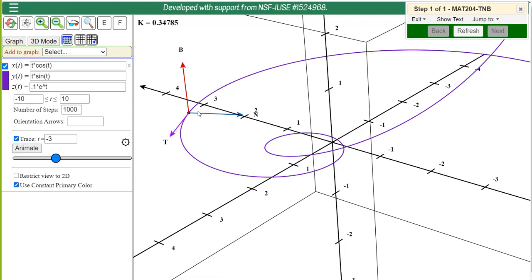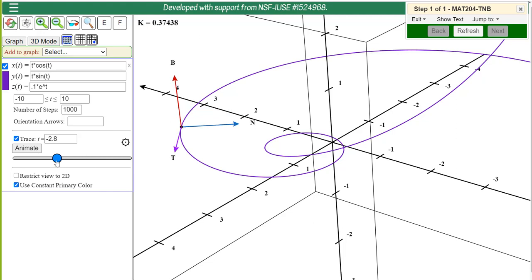Now, because T has length 1 and N has length 1, what does the magnitude of B have to be? 1. 1. And the reason why you can see that is that T and N form a parallelogram, not just any parallelogram. What do they appear to form? Square. They form a square. The area of this square is 1 by 1, which is 1. And so B never changes. B has length 1 not because we had to normalize it, but because it will always have length 1, because it's the cross product of 2 unit vectors at 90 degrees.